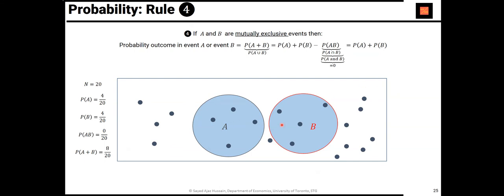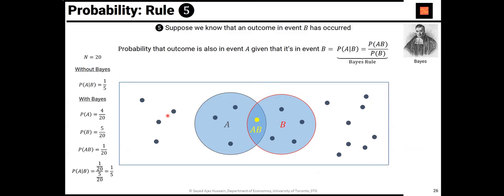Here, A and B are not mutually exclusive. So the rule says, what's the chance of an outcome in A or B? Right? So take the probability of A plus the probability of B. If you want, you can subtract the probability of A and B, which of course is here 0. And again, the answer is 8 over 20.